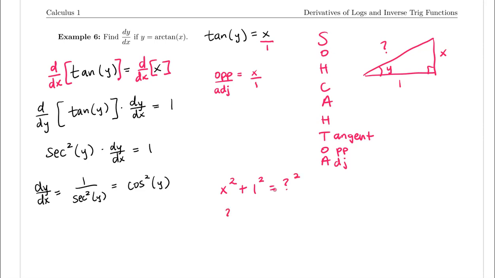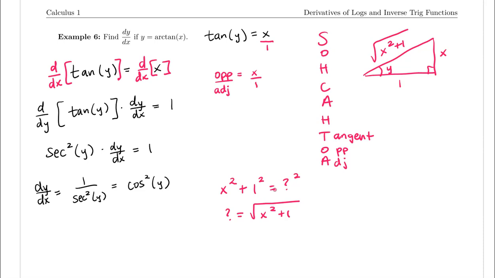And then if I solve for the question mark, I would get the square root of x squared plus 1. So let me just erase the question mark here and fill in the length of my hypotenuse to be the square root of x squared plus 1. Why are we doing all this work to fill in the information on this right triangle?